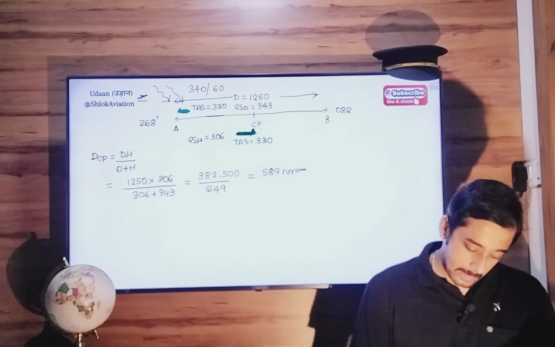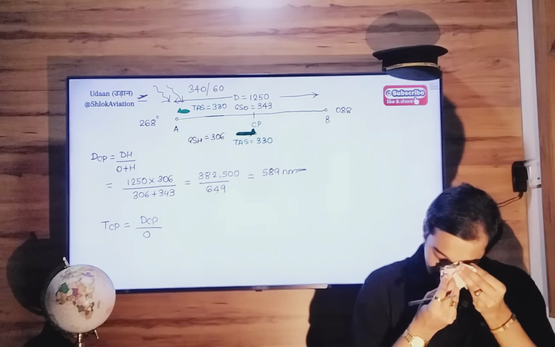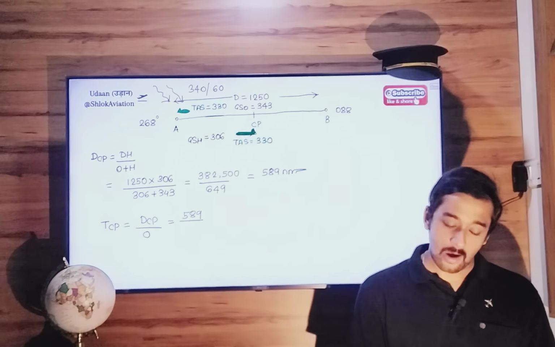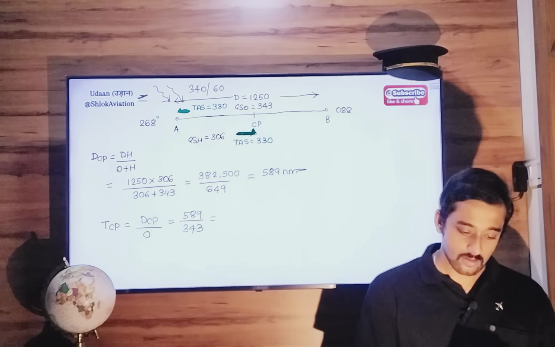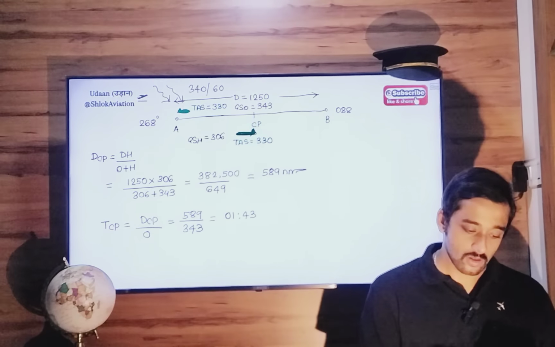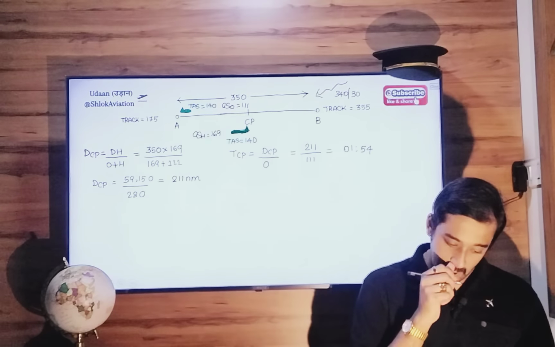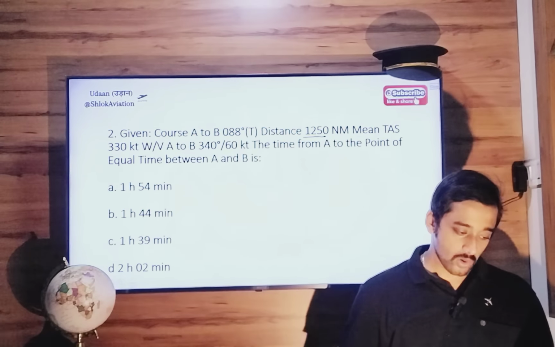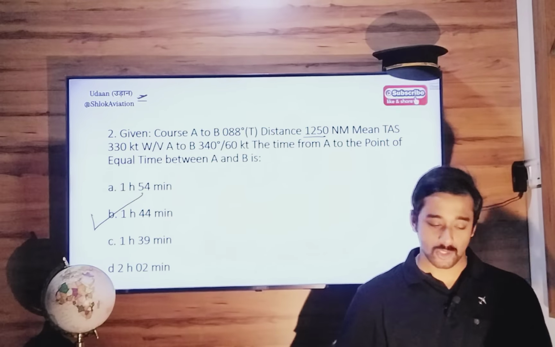Time to CP is distance to CP divided by outbound speed. So 589 divided by outbound speed 343. That is 1 hour 43 minutes, or 103 minutes. Okay. So 589 nautical miles and time is 1 hour 43 minutes. So correct answer here will be option Bravo, the closest option.